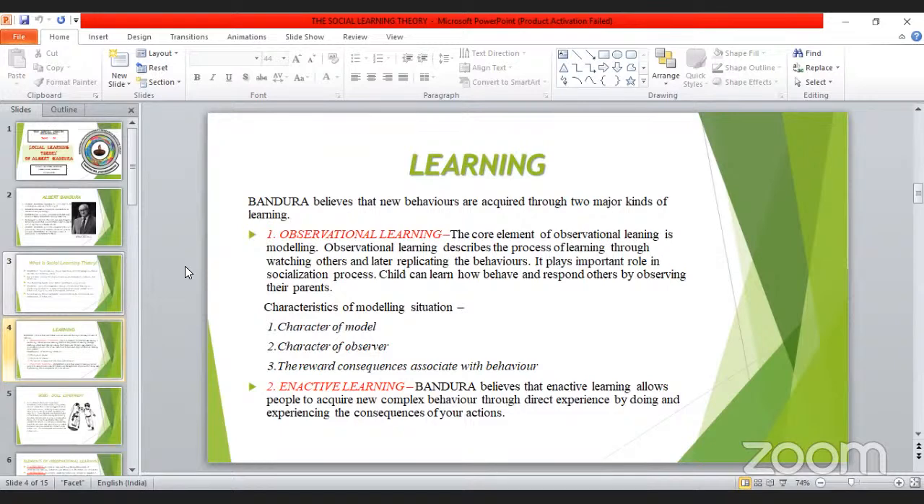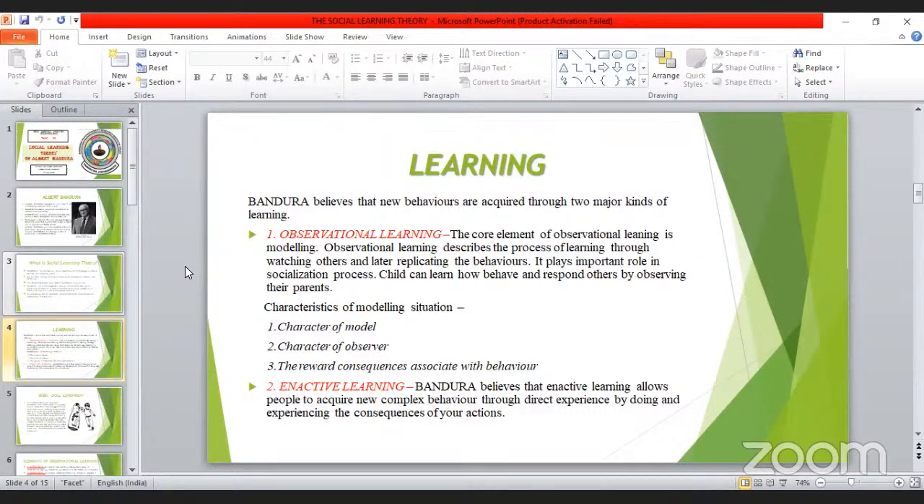If I observe the model behaving aggressively and the other person is not paying attention to his or her aggressive behavior, then the behavior is not associated with reward. So if the behavioral consequence is not associated with reward, then I will not replicate the aggressive behavior in my life. So a behavior that I am learning through observation has to be associated with a rewarding condition. If it is not, then I will not replicate the behavior.